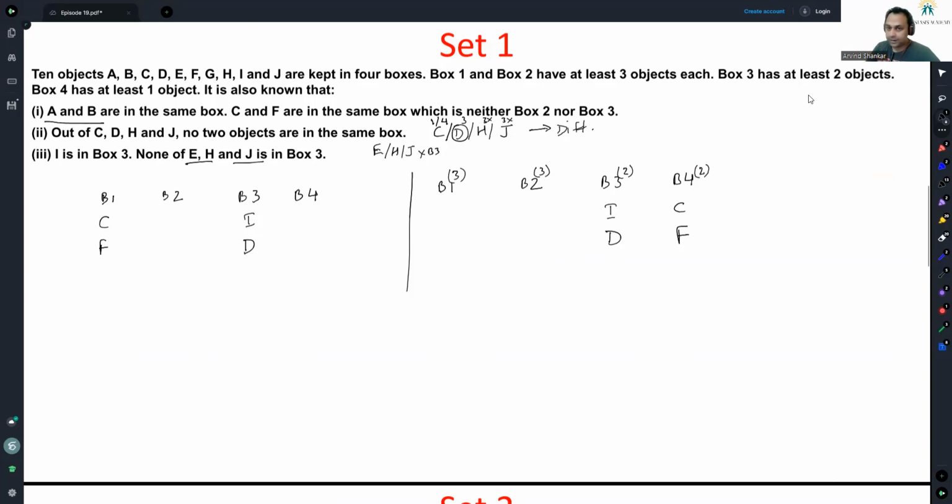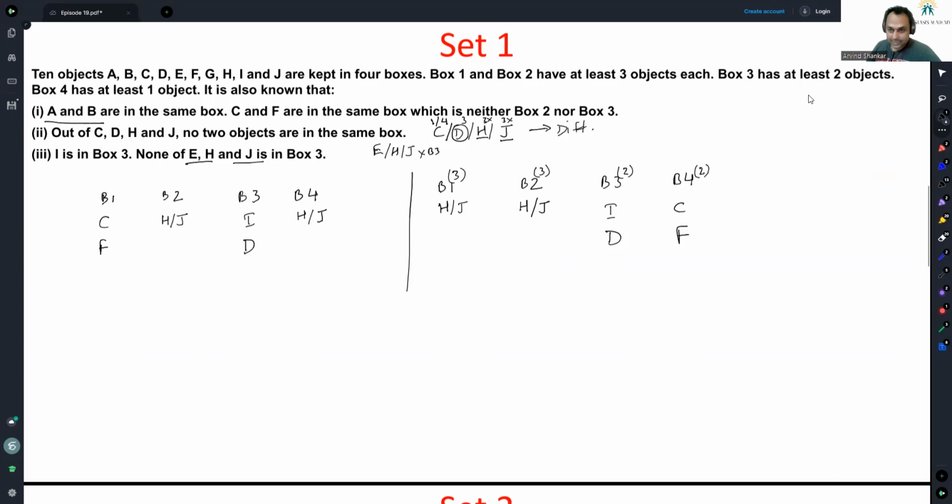These things are identified. Now, H and J have to be, in this case, in either box 1 or box 2. So I'm recording that HJ and HJ. In the first case, HJ have to be in box 2 or box 4. HJ or HJ.